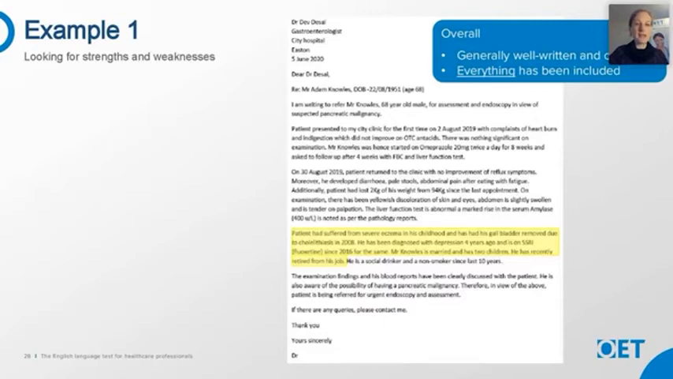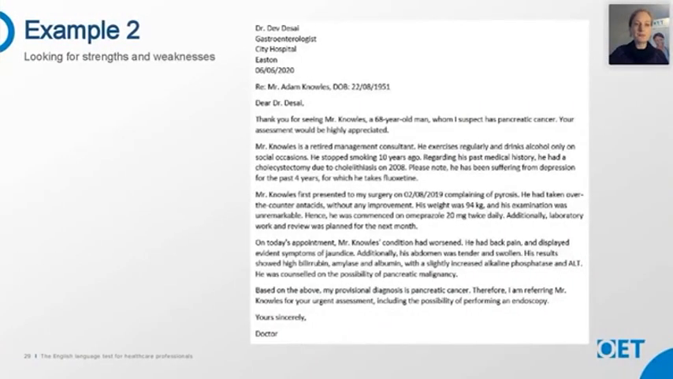So let's look at another example. And again, I'm going to give you a few minutes to read it. And once you have read it, again, put your opinions into the chat box. Let us know what you think of this letter.